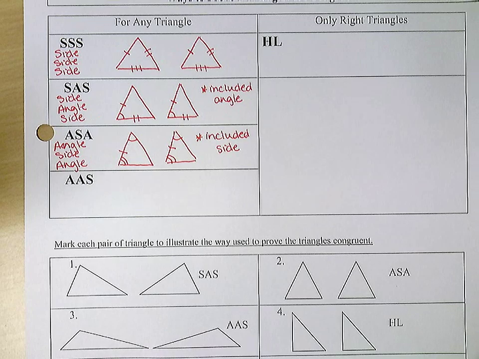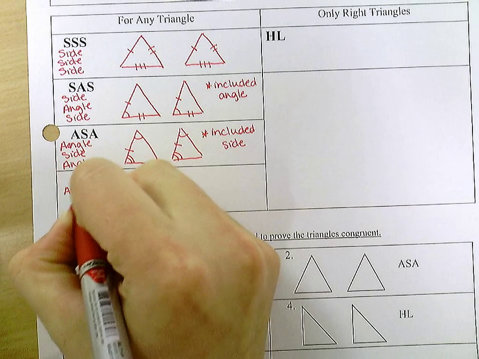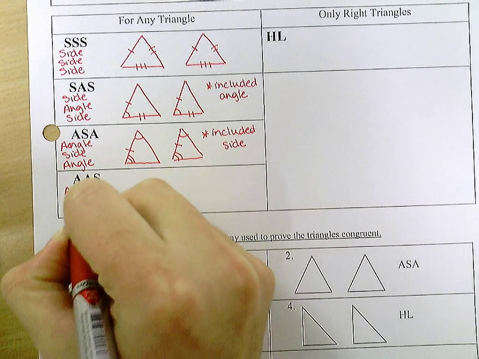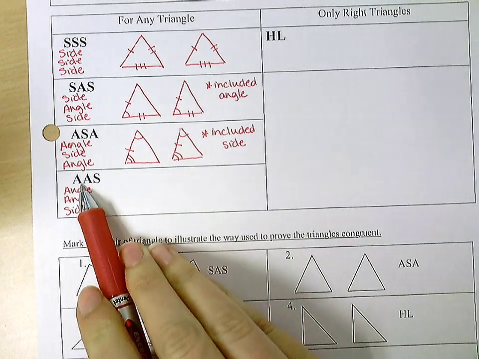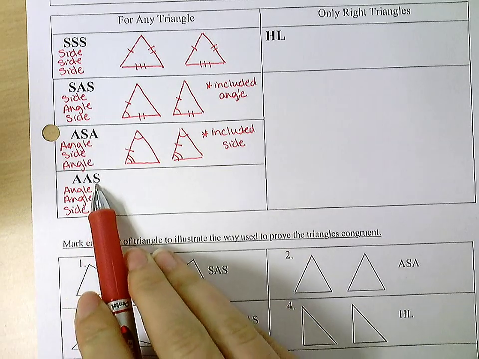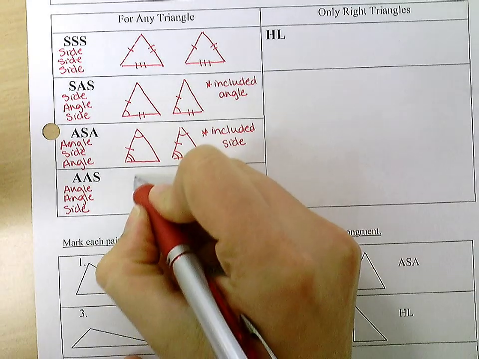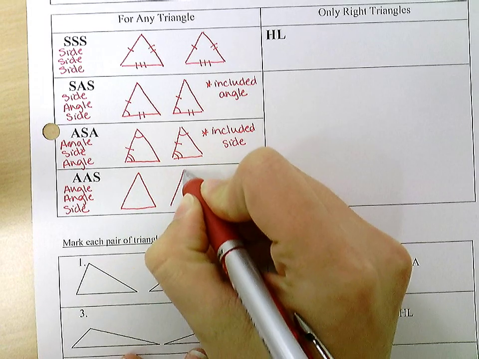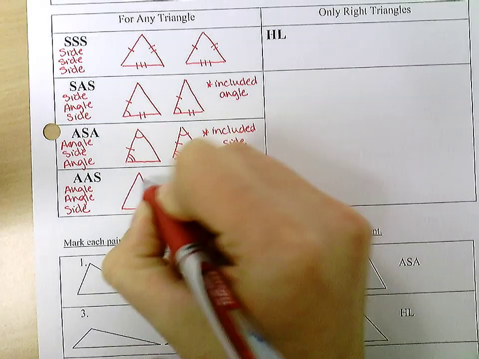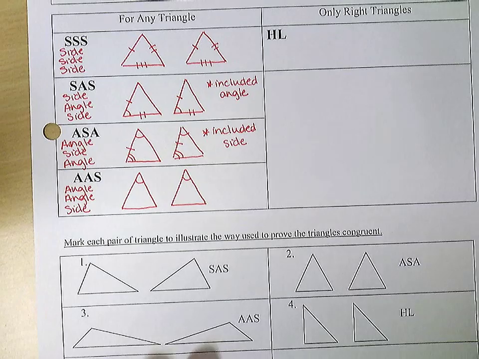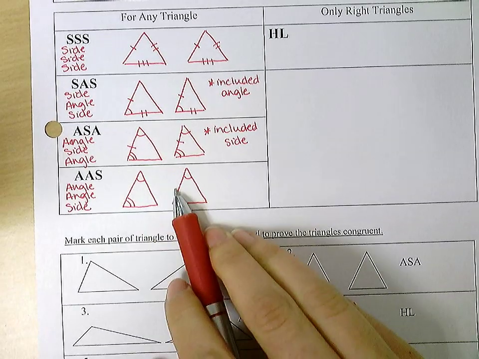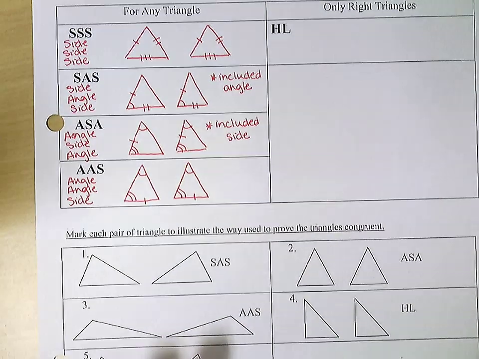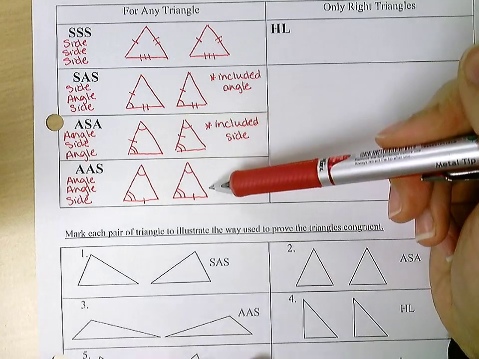The last one for any triangle is angle, angle, side. So again, you have two angles and a side, but in this one, your side is not in the middle. Here I had two angles and a side, here I have two angles and a side. But with this one, your side is not between those two angles. So here are my triangles. I have this pair of angles congruent, and this pair of angles congruent. Now for this one, my congruent sides can't be between the two. It has to be on the outside of those two angles. So I'll use that bottom line for my congruent side. Do you see the difference between these two?